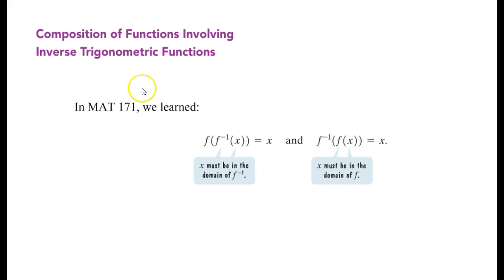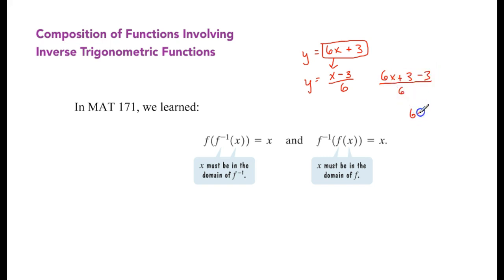So again, if you have a line y equals 6x plus 3, and you have another line y equals (x minus 3) all over 6, and if you put this function into this function where the x is, you get (6x plus 3 minus 3) over 6, which ends up as 6x over 6, which ends up as just x. So we put one function into the other and got x.